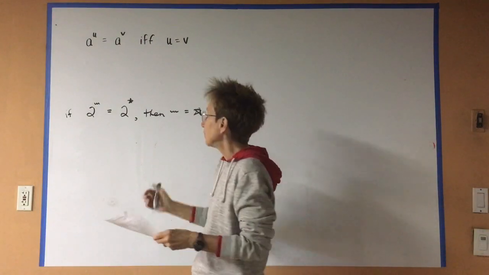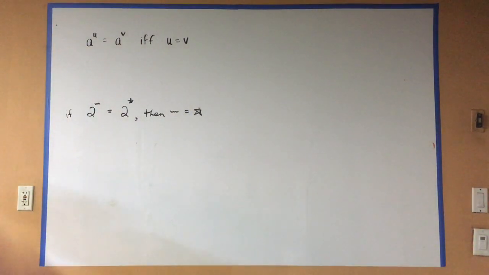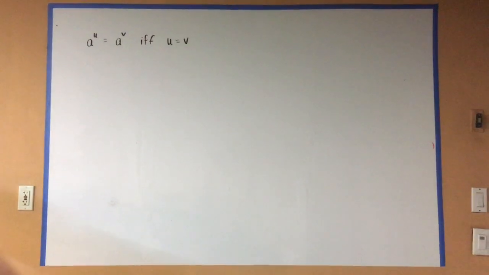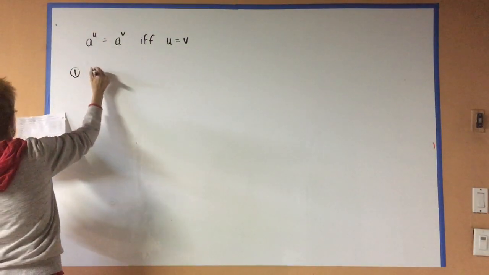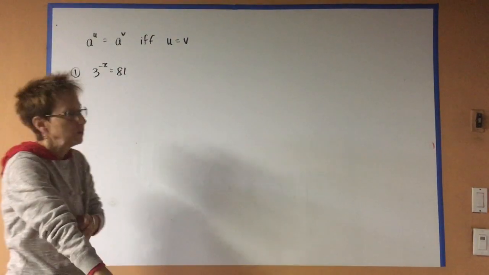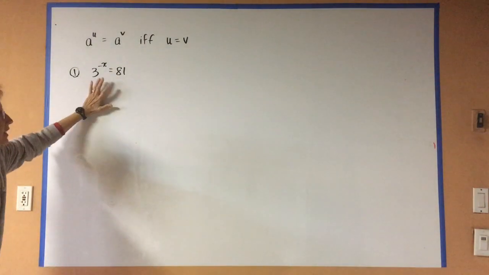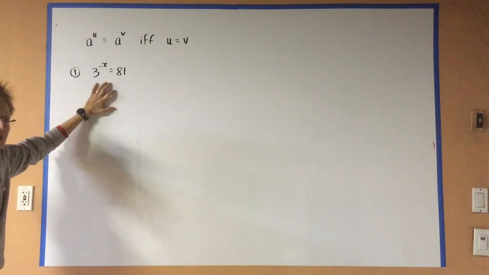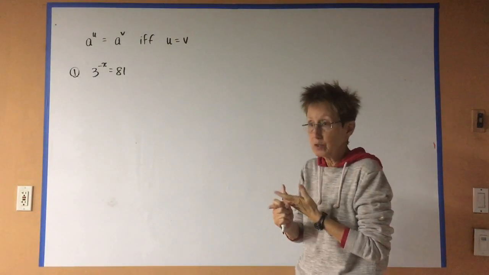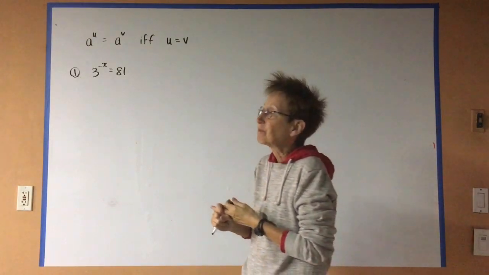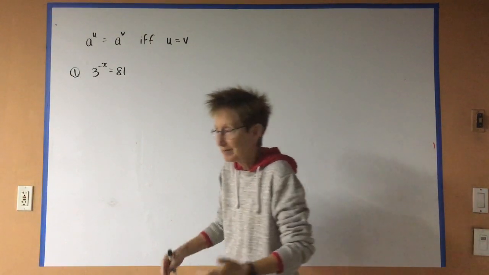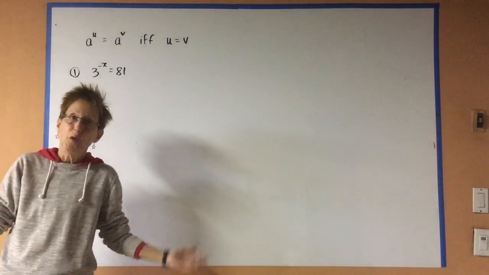So I've got 8 examples here, so let's go try these and see what we can do with them. So this first one says 3 to the negative x equals 81. The first thing I do when the directions say solve is I ask myself, what kind of an equation is it? We know how to solve linear equations, quadratic equations, higher power degree equations by factoring. We know how to solve linear inequalities and quadratic inequalities and higher power inequalities and rational inequalities and rational equations.